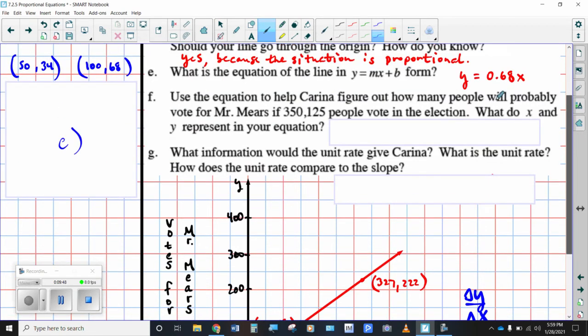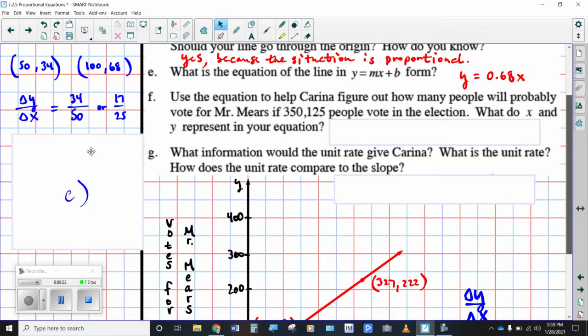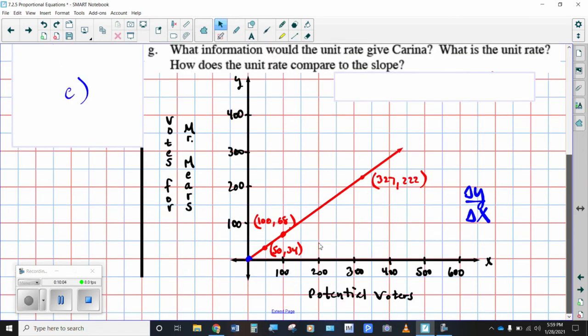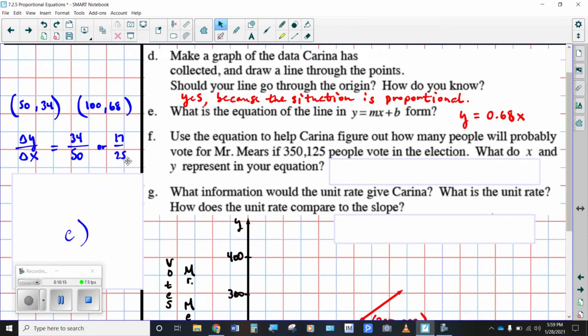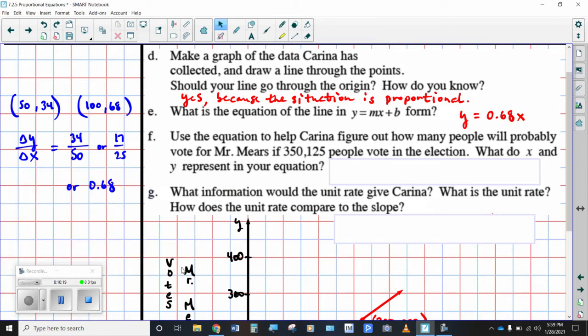And so this is how that would look. If I chose these 2 points to do, the change in y is equal to 34, to go from 34 to 68, and the change in x is 50, to go from 50 to 100. If I chose 0, 0, and 50, 34, you'd get the exact same thing, right? The y value increases by 34, and the x value increases by 50. So if you want to write this where the slope ratio is 17 over 25, you could do that.